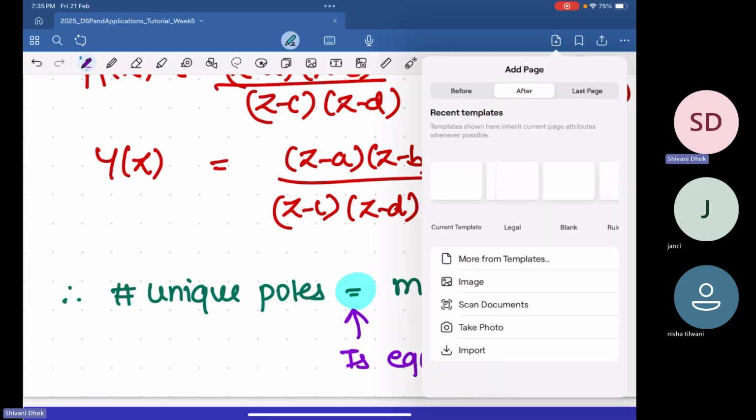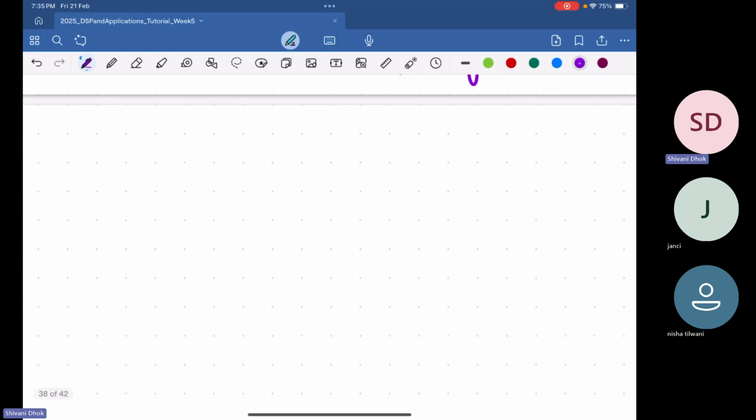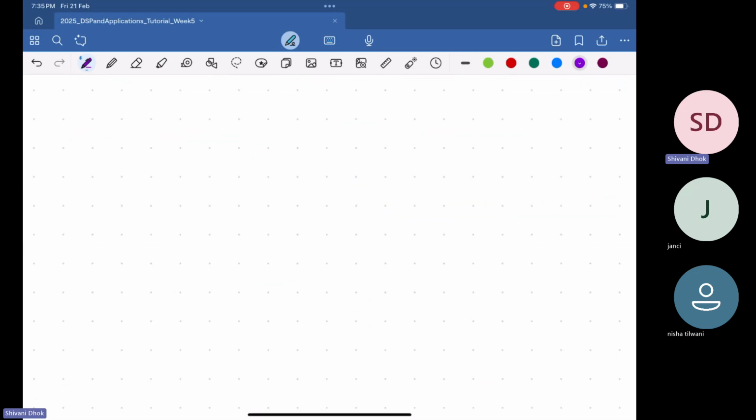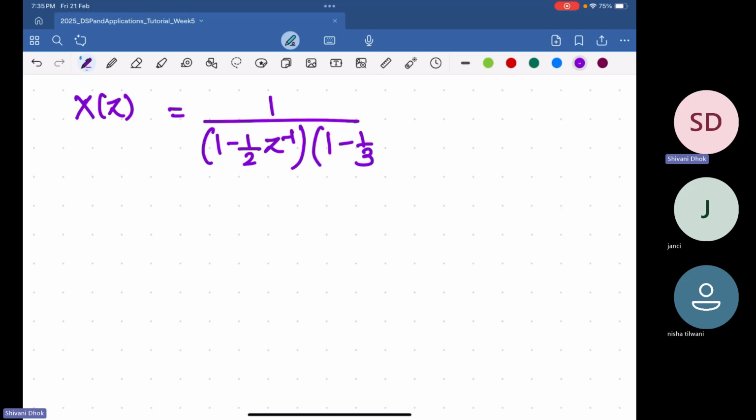So now to understand this, let us take a simple example. Let my X of z be given by 1 upon 1 minus 1 by 2 z inverse into 1 minus 1 by 3 z inverse. Now here, how many unique poles does this have? This has two unique poles. One is 1 by 2 and one is 1 by 3. So two unique poles, which means m is equal to 2.